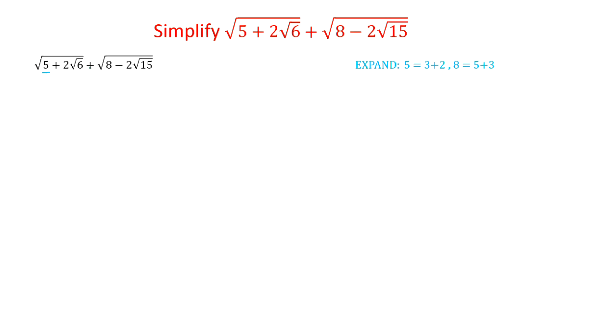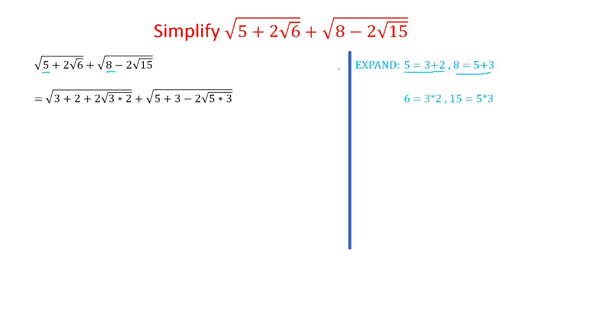So here 5 and 8 inside the root. So we're going to expand them. So we're going to write 5 as 3 plus 2 and 8 as 5 plus 3. So after you write 5 as 3 plus 2 and 8 as 5 plus 3, we are also going to expand 6 as 3 into 2 and 15 as 5 into 3. So why are we doing this? I'll just let you know.